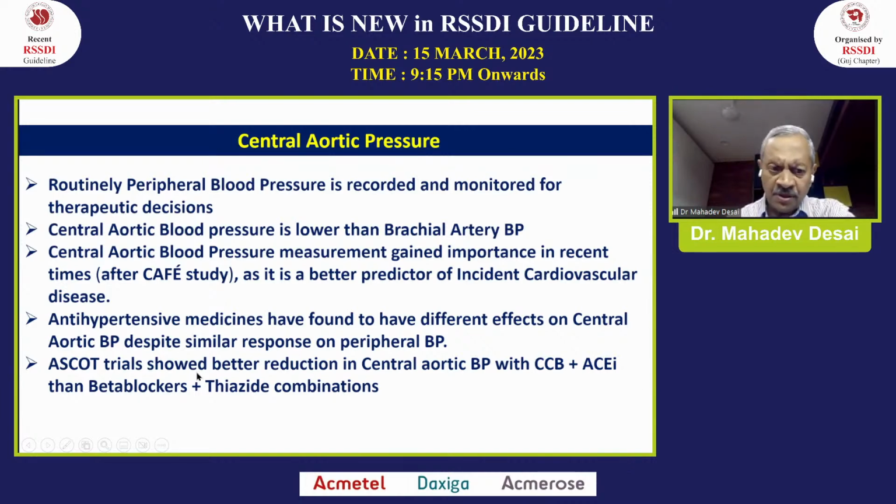And the ESCOT trial, which was the substrate for the CAFE study, all the volunteers who were in the ESCOT trial, some of them were picked up for the CAFE study, and they found that the central aortic pressure was better controlled with calcium channel blockers and ACE inhibitors than the beta blockers and thiazide combination. So maybe that could be one of the reasons to prefer the calcium channel blockers and ACE inhibitors, ARBs, over the beta blockers or thiazide.